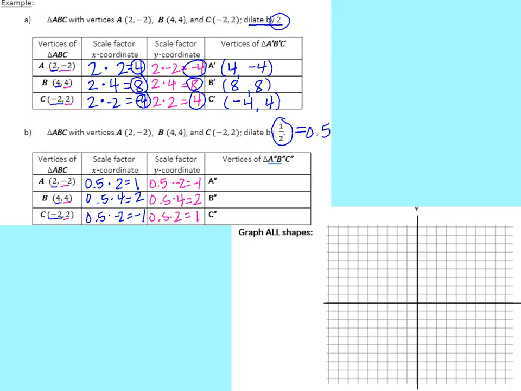Last step, rewrite all of your new points. So A double prime this time is (1, -1).